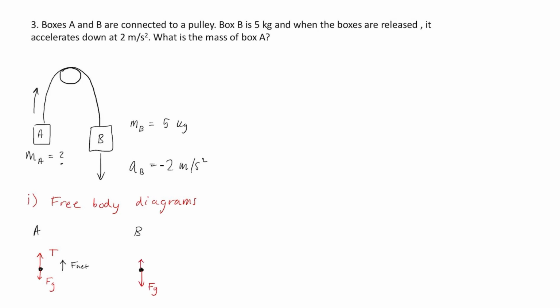Again, the force of gravity is pushing down on it, and the tension force from the rope is pulling back up. And we know the net force will be directed down, because when the boxes are released, box B accelerates down. And now the most important thing that you have to recognize when answering this question is that the tension force for box A and box B is the same.